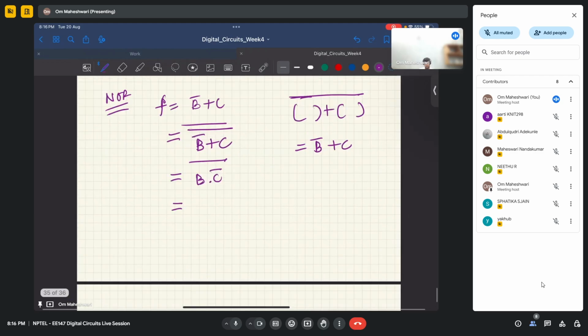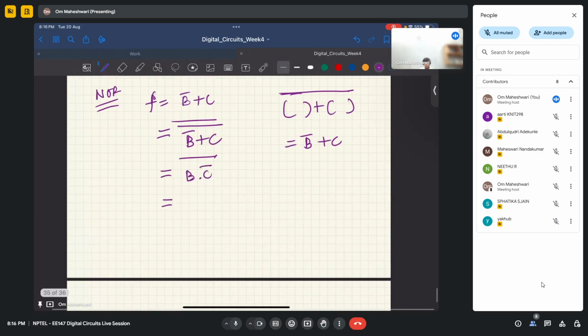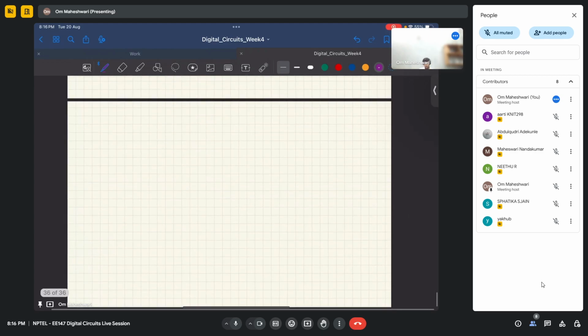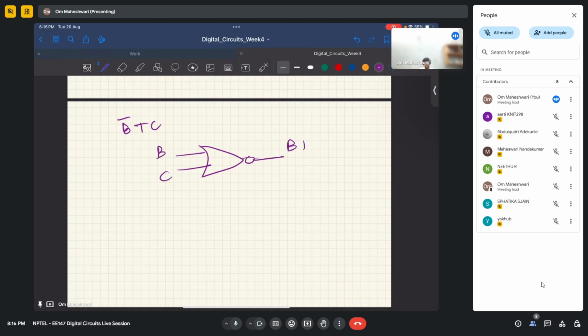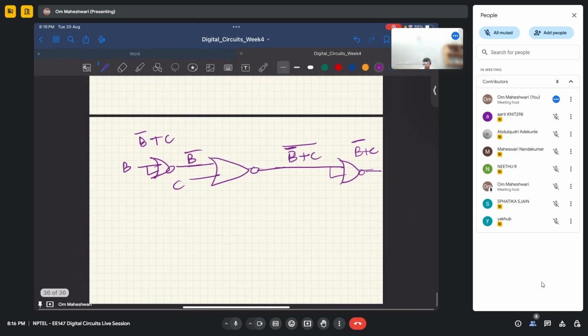Or let us do a simple thing. This is an OR gate implementation, B bar plus C. Let's say if I had B, C, and B bar plus C at another NOR. Sorry, I get B plus C bar, another NOR, I get B bar. Now instead of B, if I give B bar, B, B bar, it will be B bar plus C and it will be this. I think this is the NOR implementation.